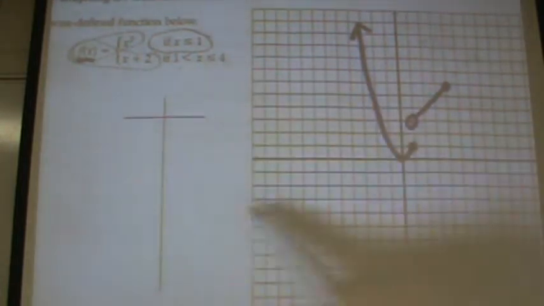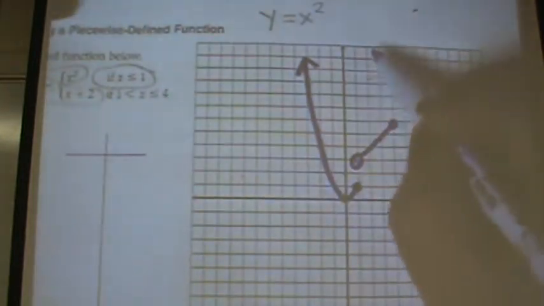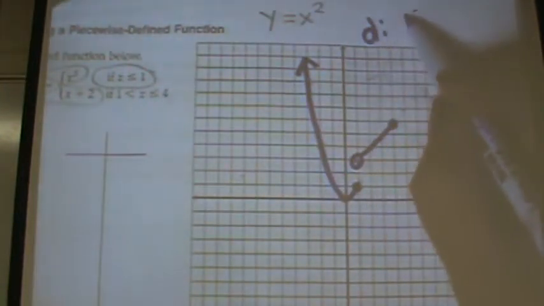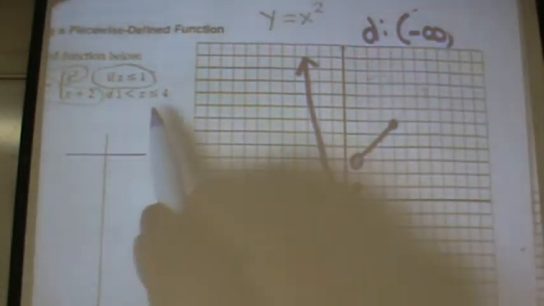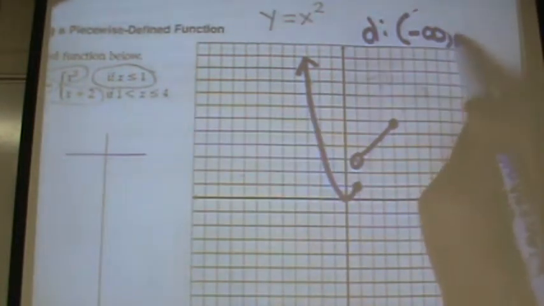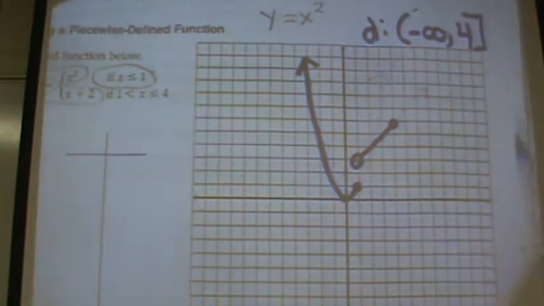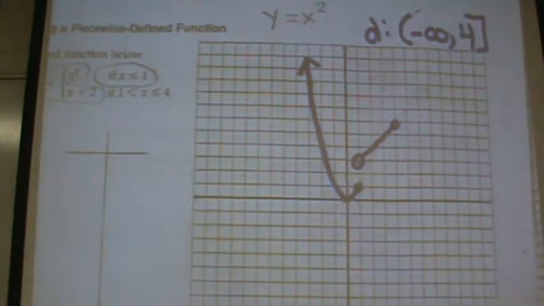Now, how would you write the domain of this? What is the domain of this function? Parentheses, negative infinity to what? Comma 1. Oh yeah, 4. Right. That's your domain. Oh, just kidding.